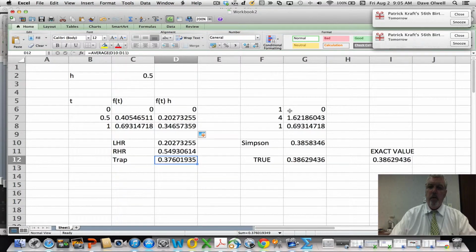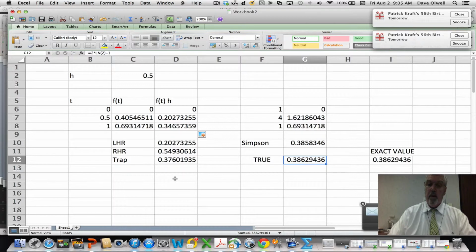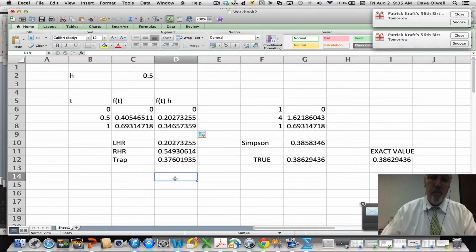If you use Simpson's rule, then I take 1 times the left-hand endpoint, 4 times the midpoint, 1 times the right-hand endpoint. I add those all up, I divide by 6 and multiply by the width of the interval, and that gives me a value of 0.385. I happen to know, because I did the integral, that the true value is this number. So these very crude approximations are giving me results that are pretty close.